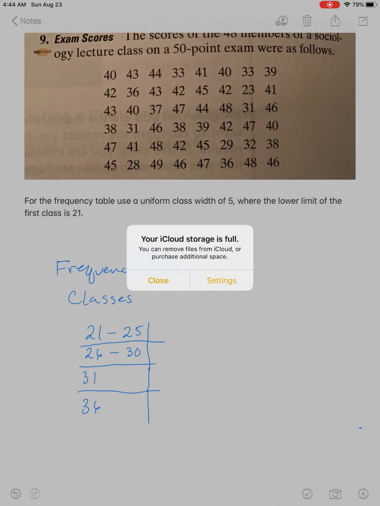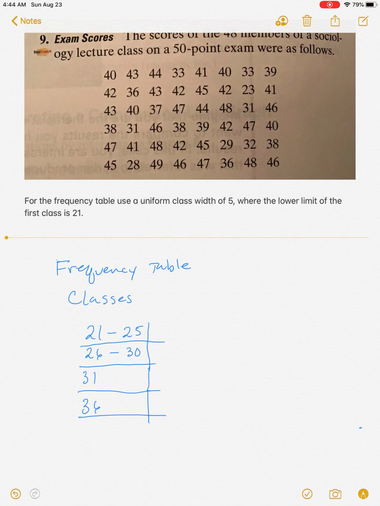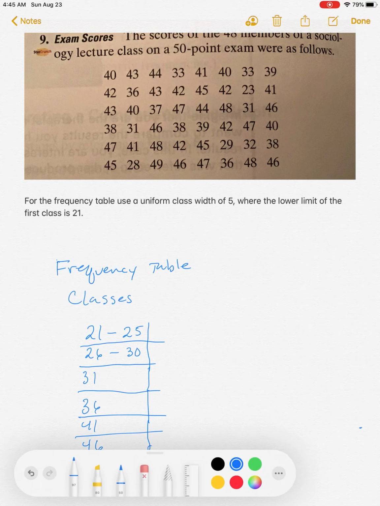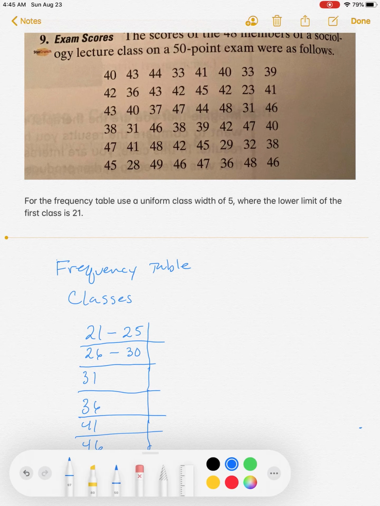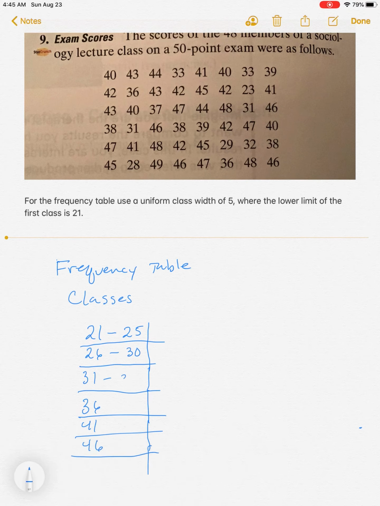36 plus 5, 41. 41 plus 5, 46. 46 plus 5, well, I'm going to exceed that. That's going to be 51, and I can't have 51 because if you remember, it's a 50-point exam. And so I can stop there. So I'll go ahead and come in here and erase that 51 and come back to say 31 to 35, 36 to 40, 41 to 45, and 46 to 50.